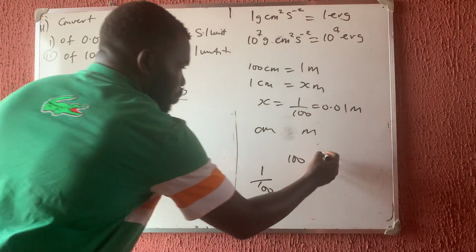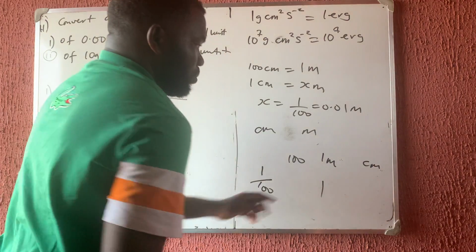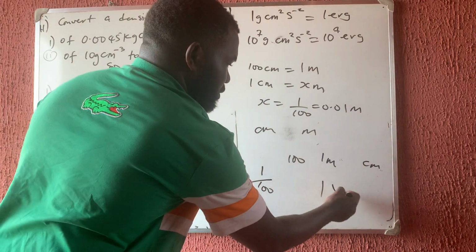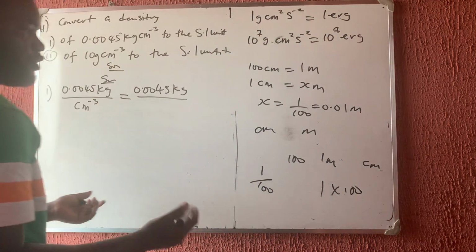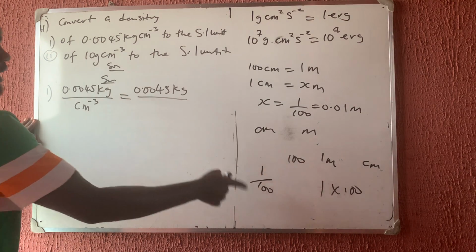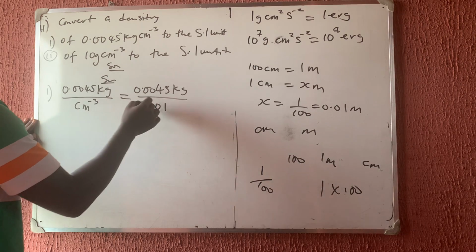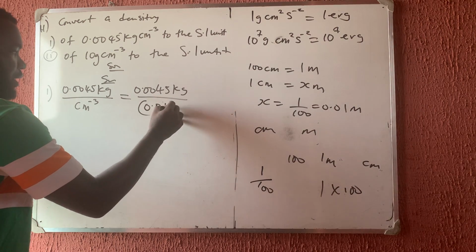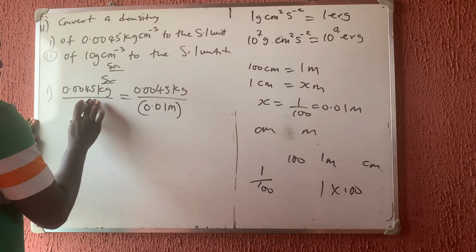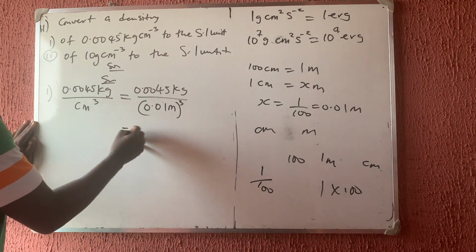But if we are moving 1 meter to centimeter, you write the 1, moving from the big unit to the small unit, you multiply by their relationship. Have you seen how to convert? It's very, very simple. So it's going to be 1 divided by 100, which gives you 0.01. Because of the cube, you put the meter, then put the cube. You are not putting the pi again because it is down.